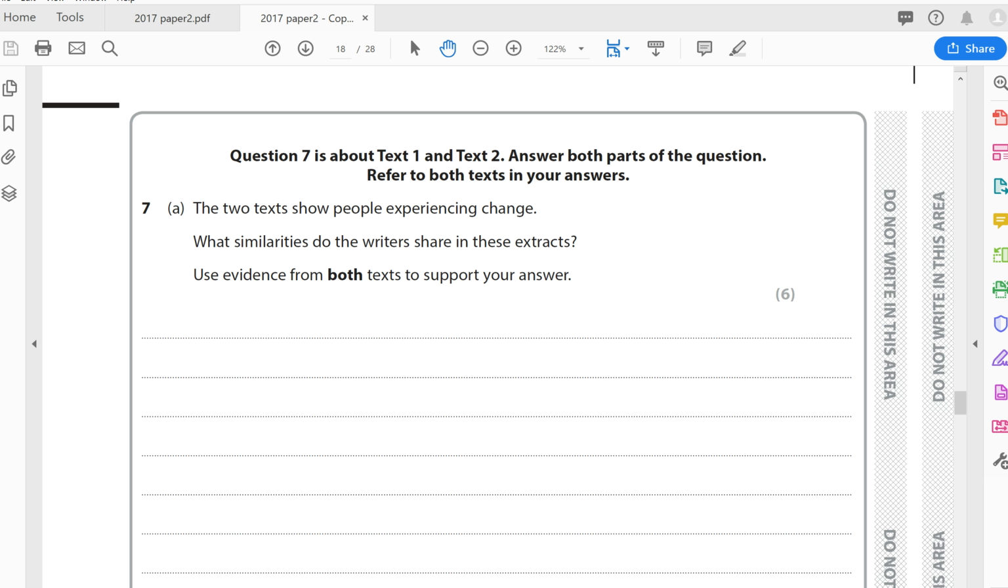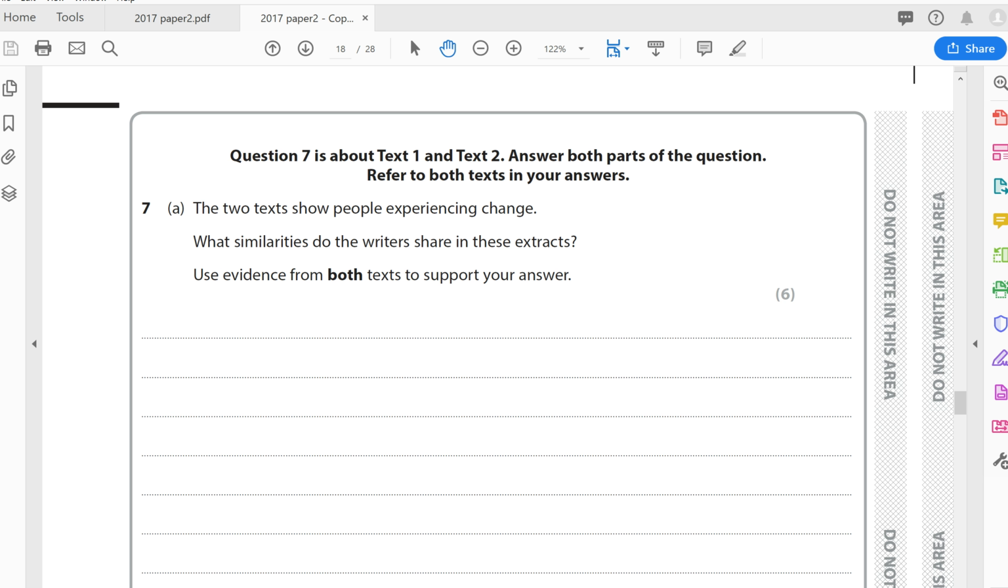But be careful, because both of these extracts in this paper are in first person. So the writer is the same as the main character. It's a first person narration. But be careful, because often the similarities they're asking you to find are about the main person or the main focus, the main character, or the main thing that the text is written about. So it might not always be about the writers. So read the question really carefully, because it might not be about the writers when you actually do the exam.